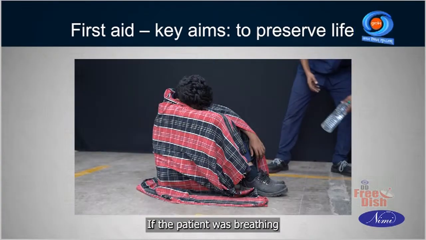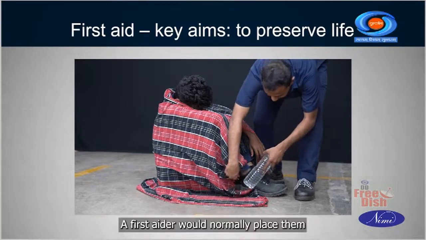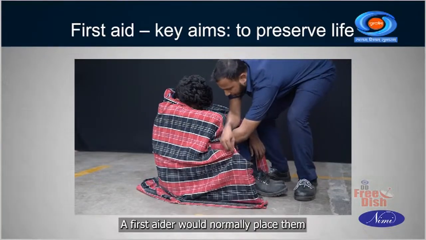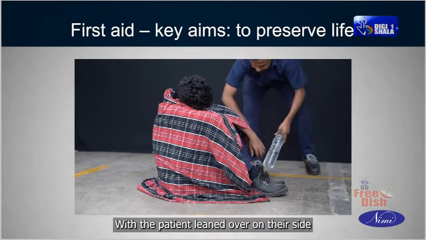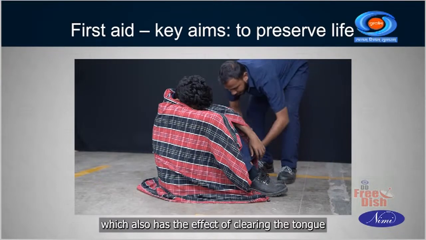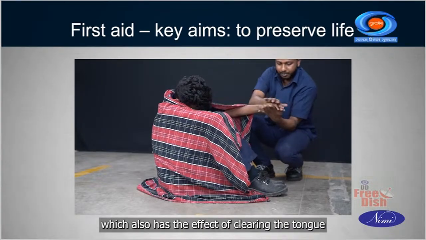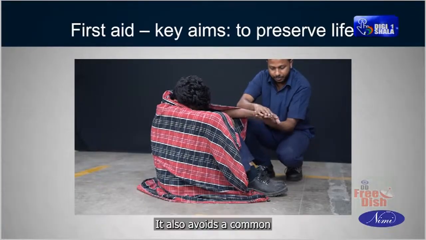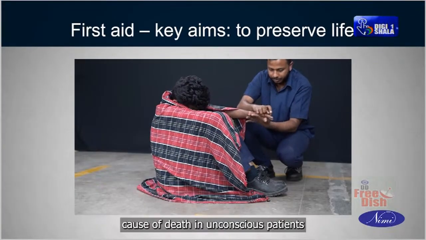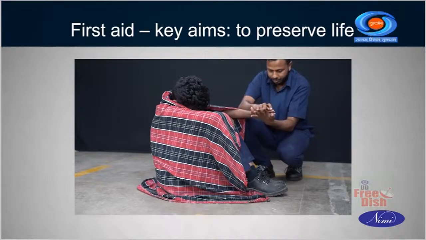If the patient is breathing, a first aider would normally place them in the recovery position with the patient leaned over on their side, which also has the effect of clearing the tongue from the pharynx. It also avoids a common cause of death in unconscious patients.